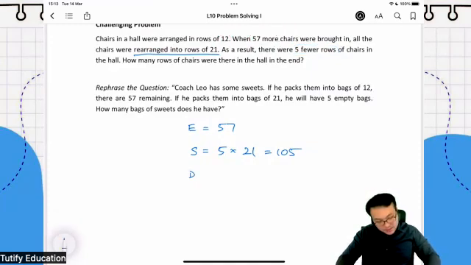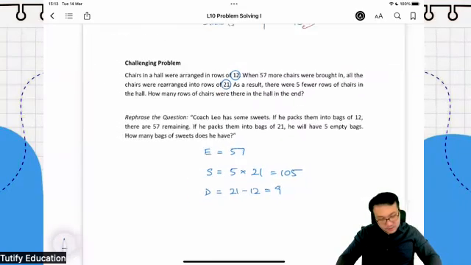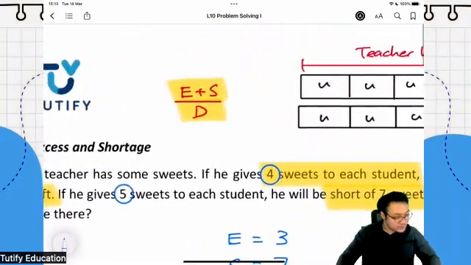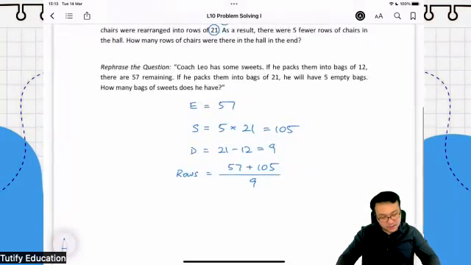So what is the difference? At first, you wanted to put 12 chairs. Later, you wanted to put 21. So what's the difference? The difference is 9. Yes. So let's use our formula that we learned just now: excess plus shortage divided by the difference. So the number of rows is excess plus the shortage divided by the difference. And you'll get 18.